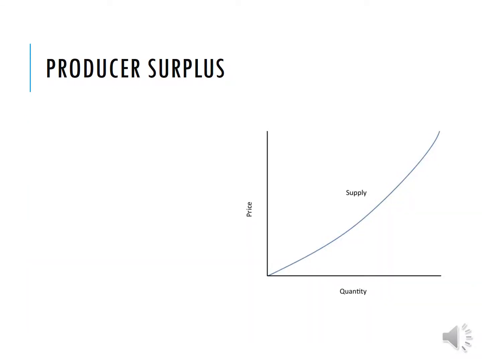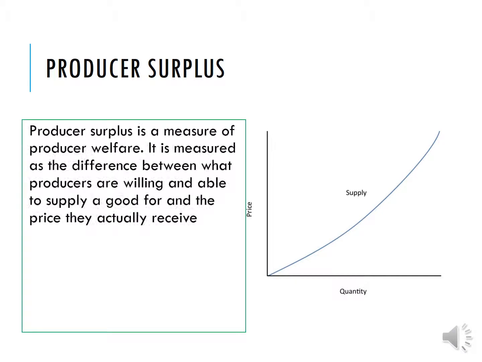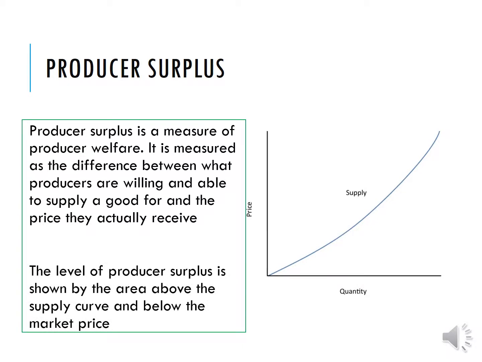Now let's move on and talk about producer surplus. Producer surplus is a measure of producer welfare. So we're thinking about it from firms' or businesses' point of view now, and it is measured as the difference between what producers are willing and able to supply a good for, and the price they actually receive. The level of producer surplus is shown by the area above the supply curve and below the market price.